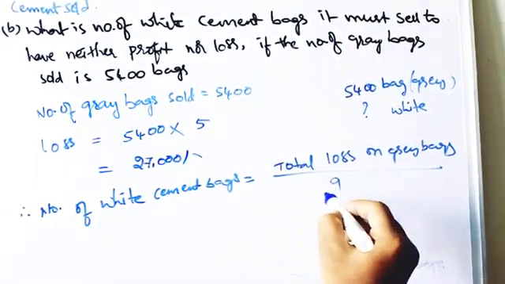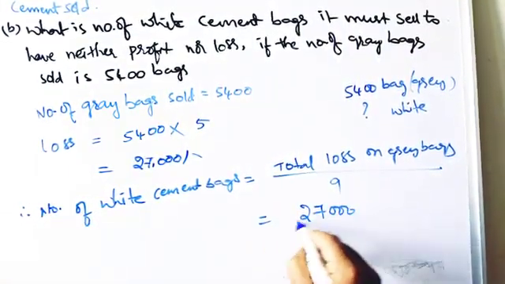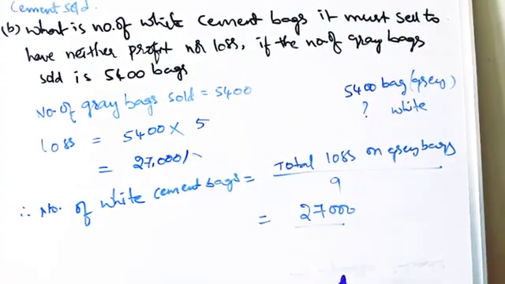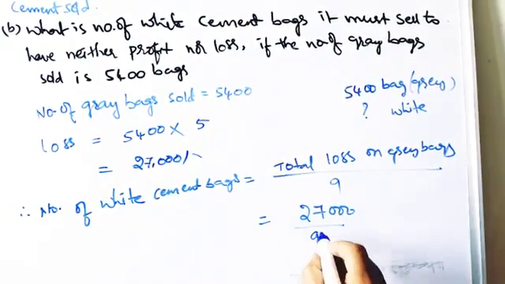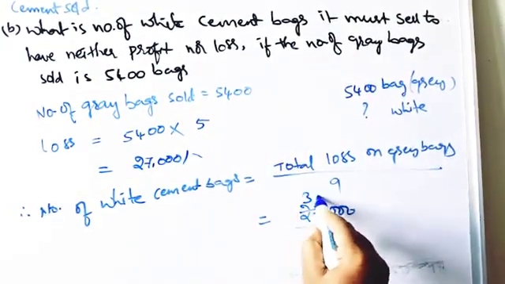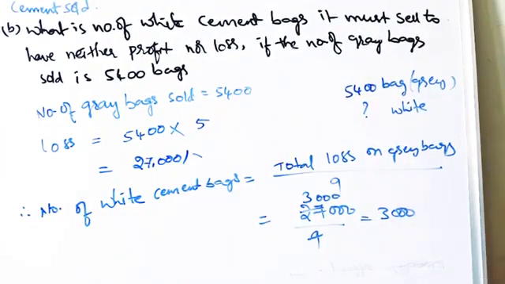Why? Because we are calculating the number of white cement bags, and 27,000 is the loss. So we need the loss 27,000 here, divided by 9 to get the number of white cement bags. 9 times 3 is 27. So therefore, we need to sell 3,000 white cement bags to get neither profit nor loss.